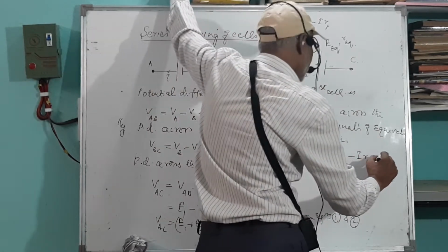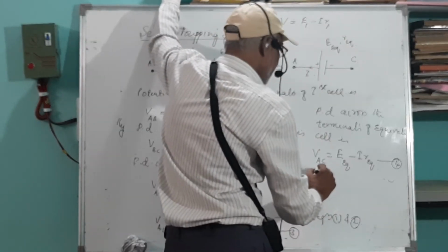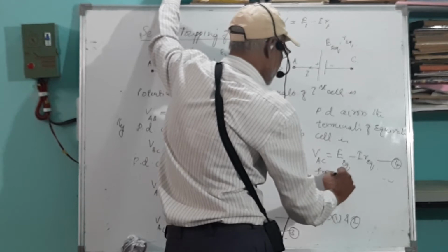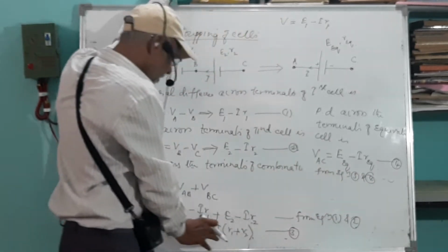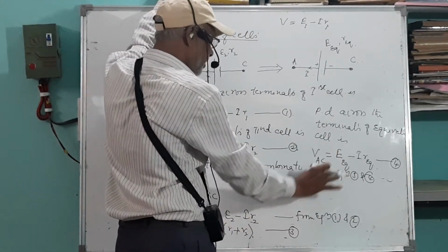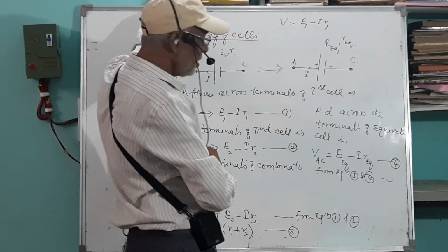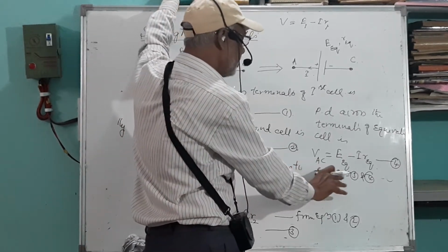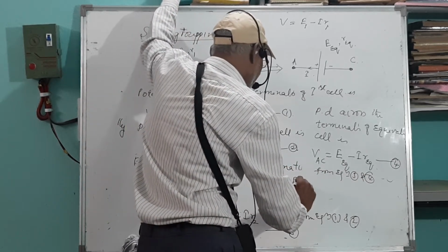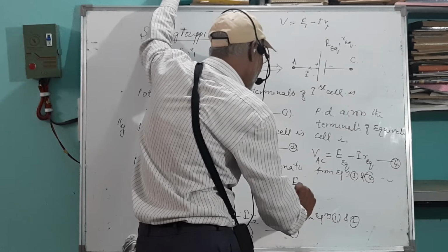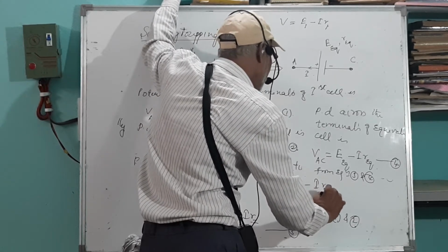So this we can call equation 4. From equation 3 and 4, you see that this is equation 3 and this is our equation 4. Whenever the left hand sides are same, we can equate the right hand side. Therefore, from equation 3 and 4, we can write E equivalent minus I R equivalent.